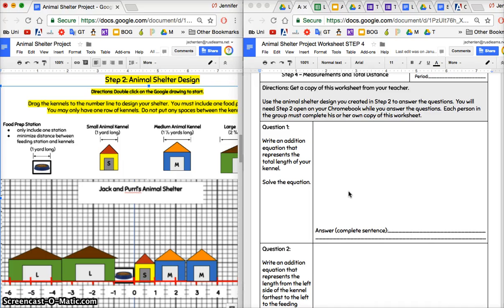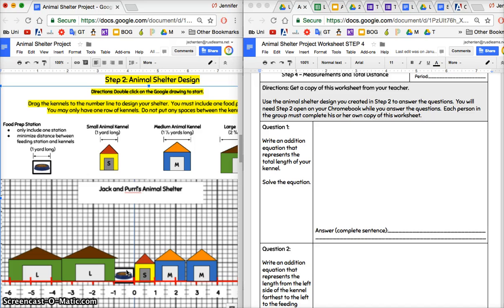So I'm not going to tell you completely how to do these questions, but I'll kind of get you started so you can start thinking about it and kind of explain what the question is asking you. So these questions are going to ask you about the kennel that you designed in step 2. And this over here is an example one. This is Jack and Pearl's animal shelter, right? And your animal shelter should look similar in that it has a food station and then it has some kennels to the left and to the right.